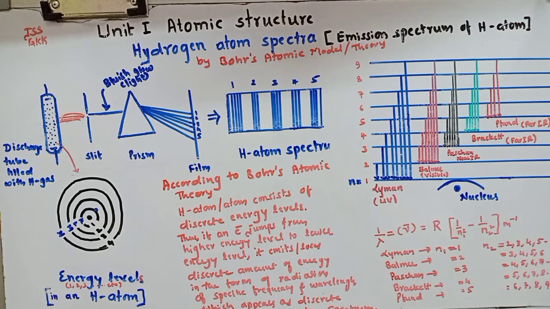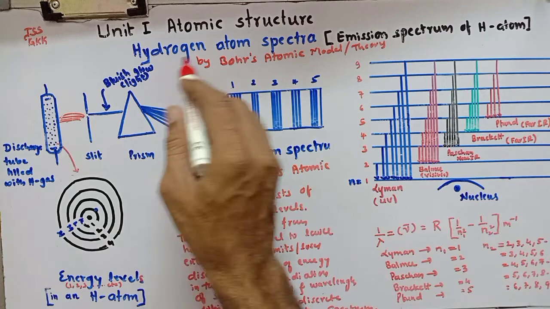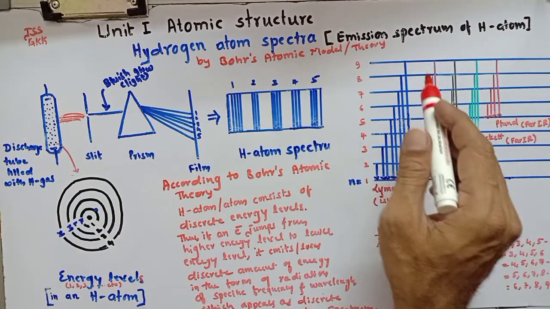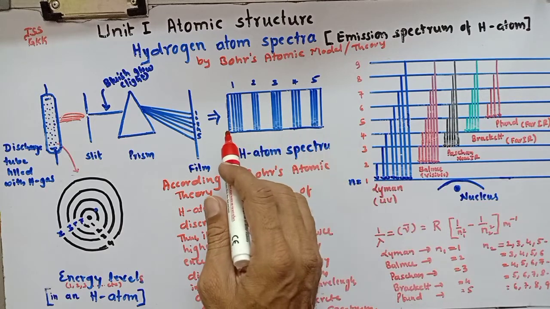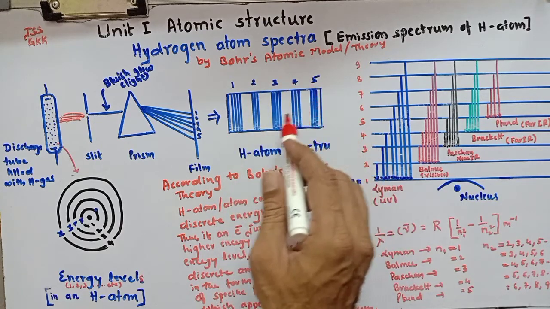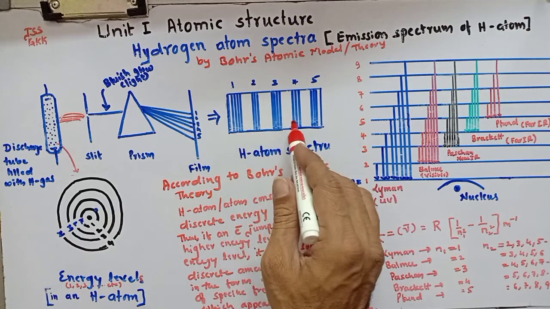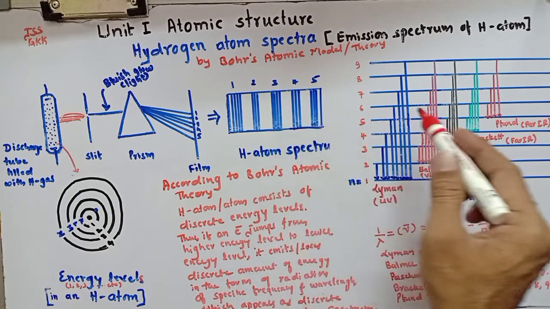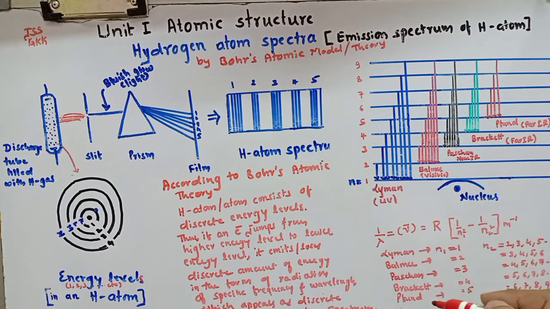Well, in the last video, I discussed the hydrogen atom spectra, or emission spectrum of hydrogen atom, where we came to know that the hydrogen atom spectrum consists of discrete spectral lines, and it consists of 5 series of spectral lines, namely Lyman series, Balmer series, Paschen series and Brackett series.